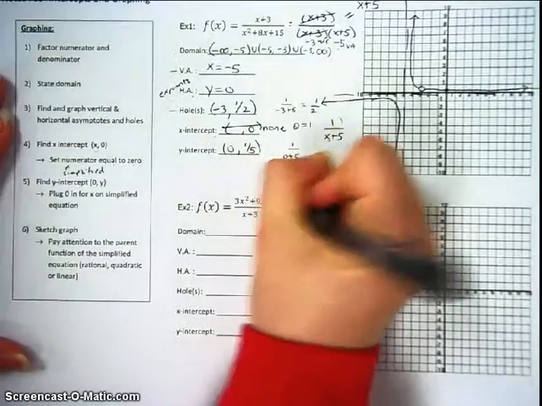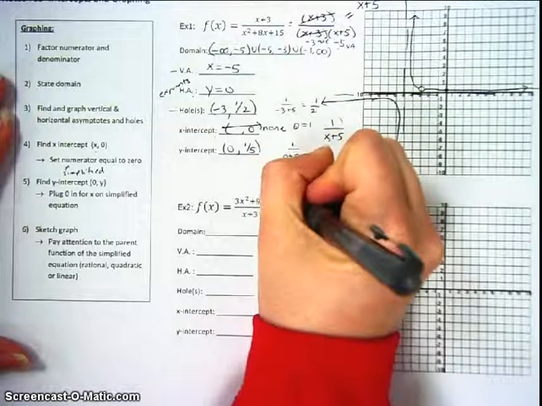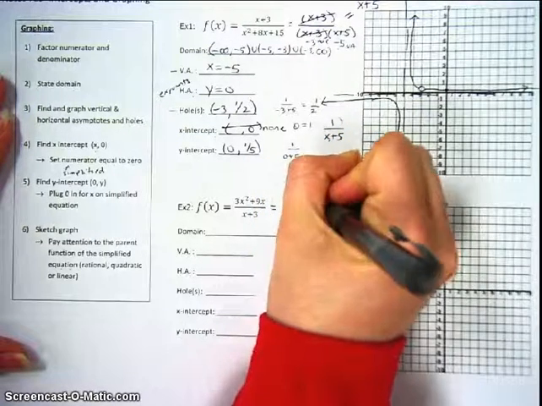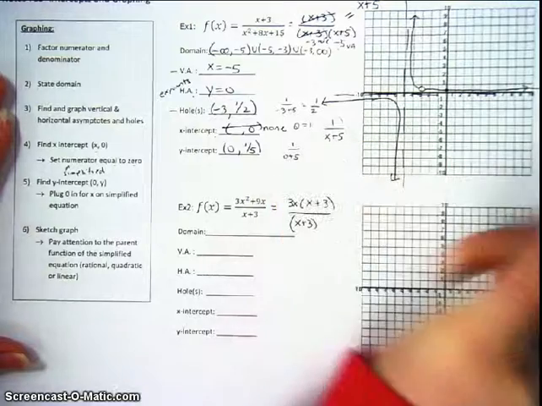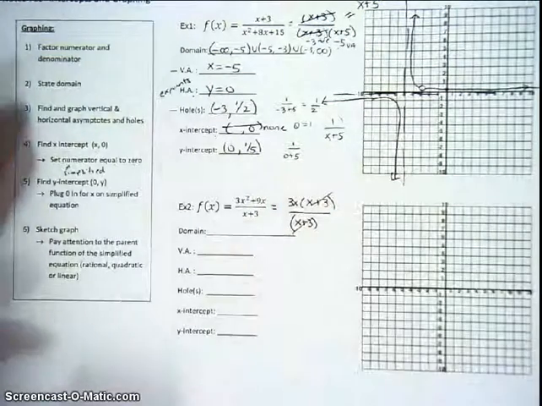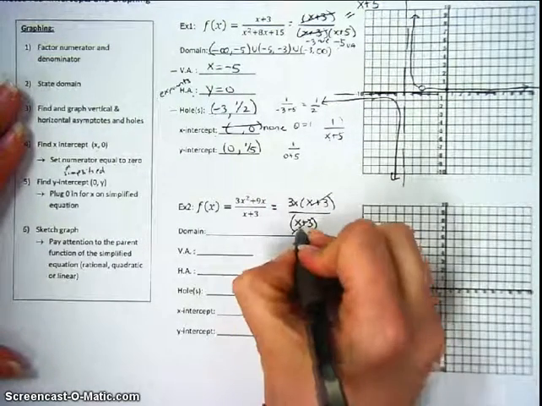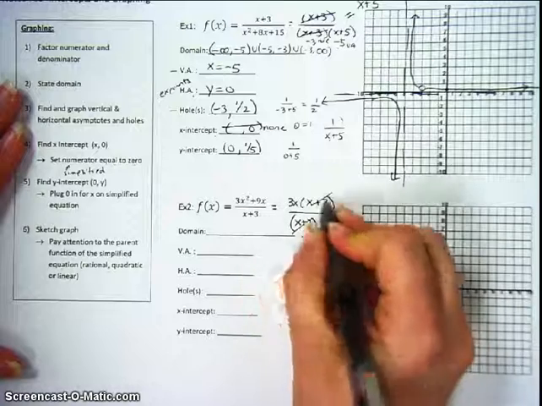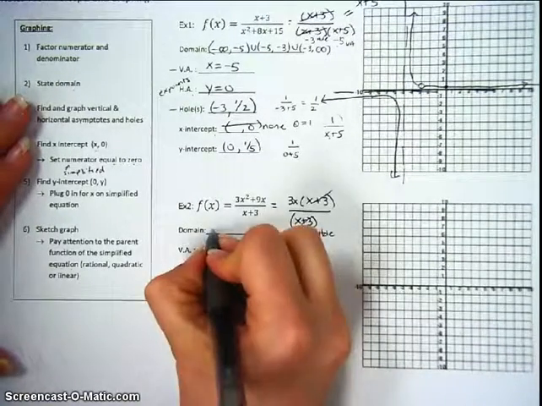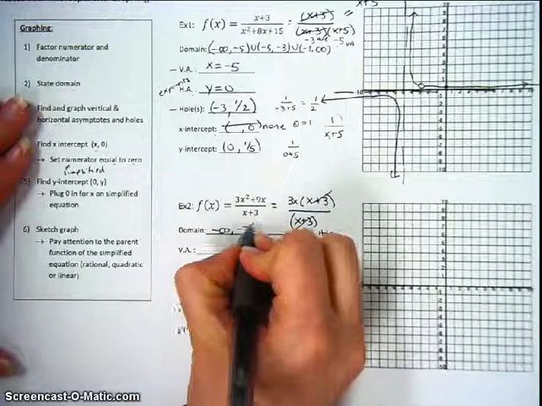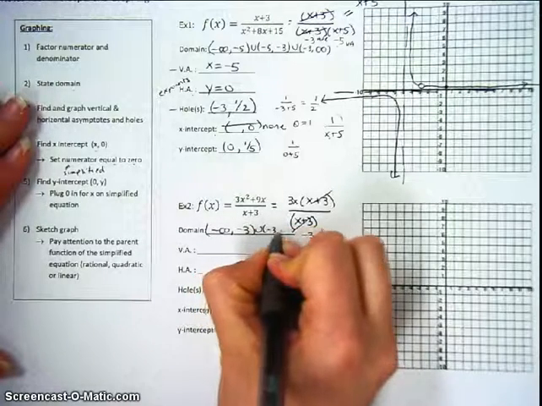Okay, so same thing for example 2. First thing we're going to do is factor. I'm going to pull out the 3x. I'll be left with x plus 3 over x plus 3. X plus 3's will cancel. So domain, things that make my denominator 0 would be negative 3. It canceled, so we know eventually that will be a hole. So my domain, negative infinity to negative 3, union negative 3 to infinity.